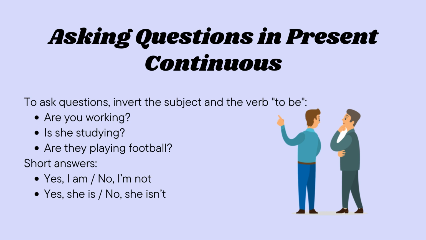To ask questions in the present continuous, we switch the order of the subject and the verb to be. For example, instead of saying "you are working," we ask, "are you working?" Other examples are, "is she studying?" and "are they playing football?" This is how we form yes-no questions in this tense.